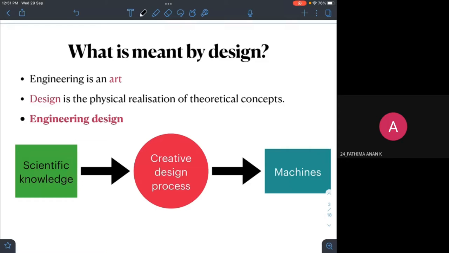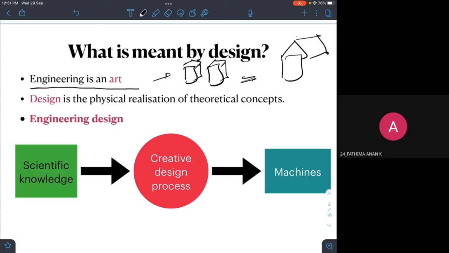So let us get into this understanding of what is meant by design. We have already discussed the fact that engineering is an art. Why? If you are thinking about bricks, you can take such bricks together and construct a home. That involves creative design and art.